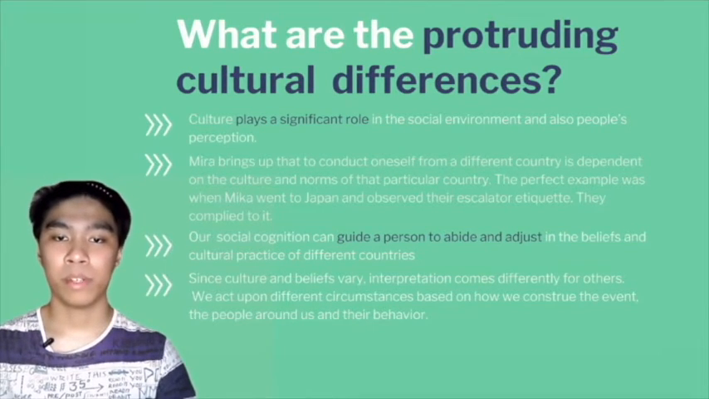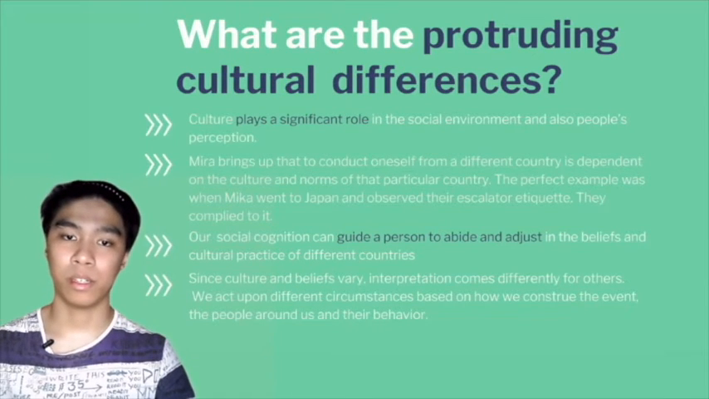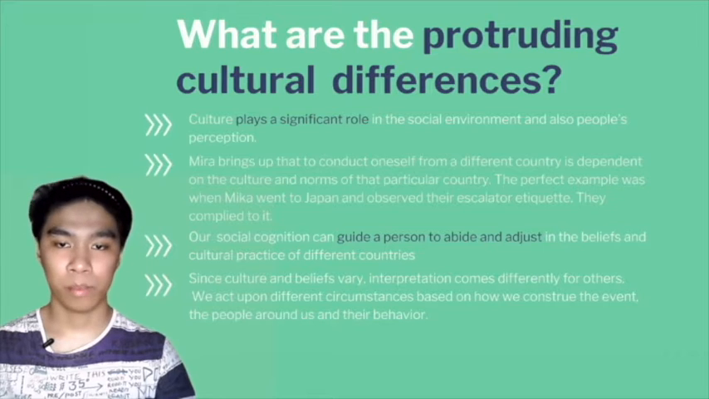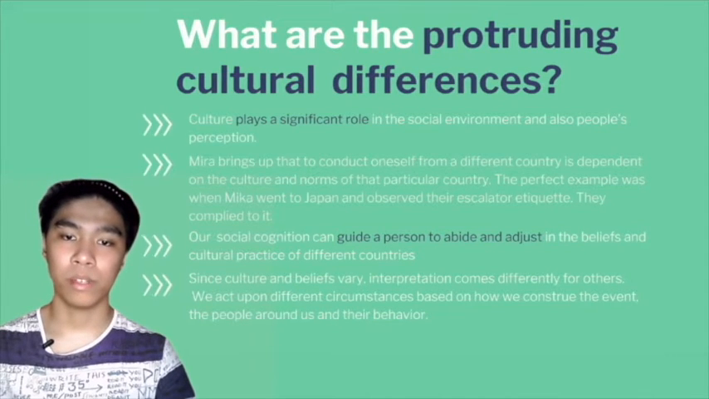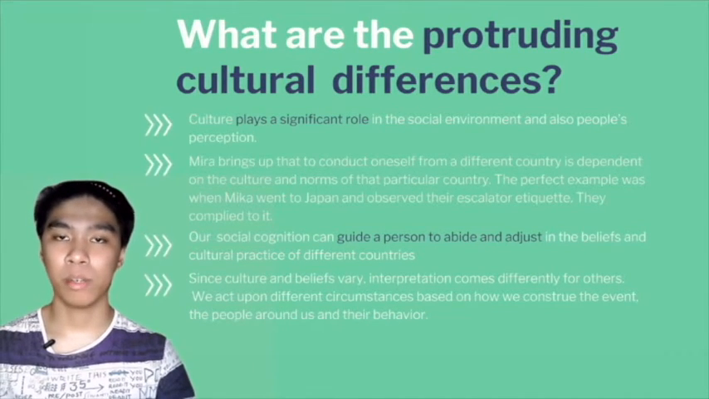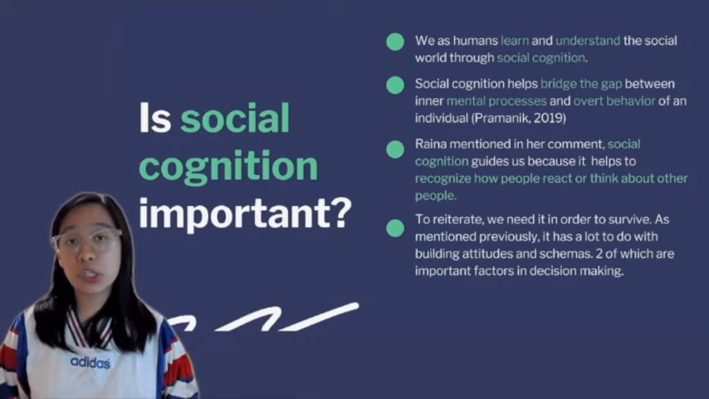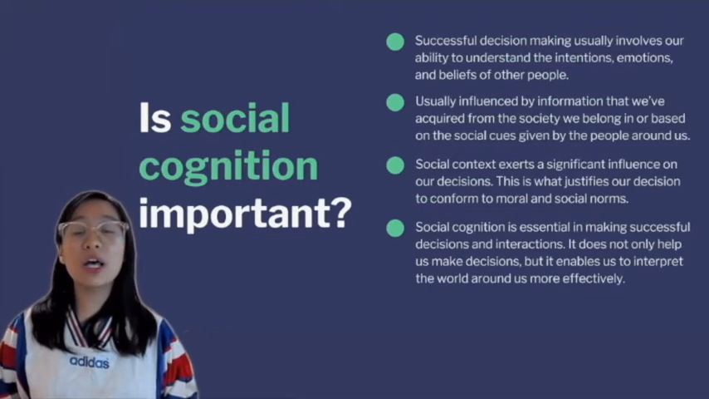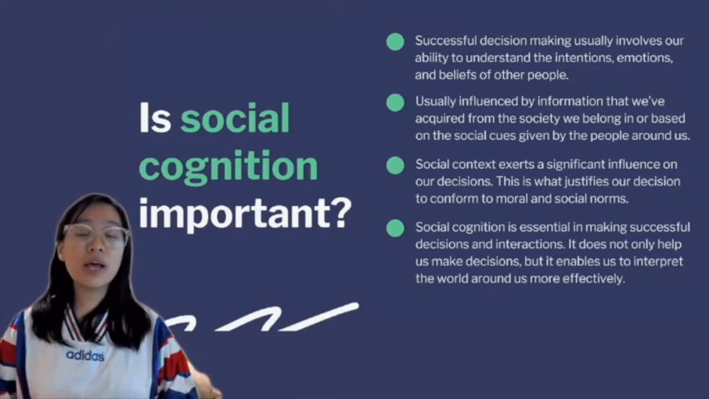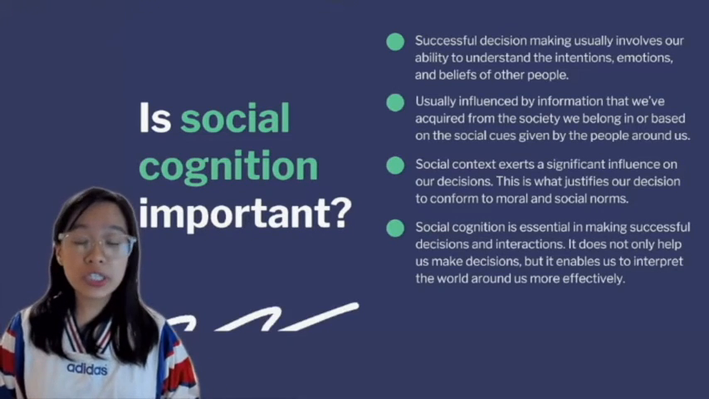Since people differ in beliefs and cultural practices, we interpret situations differently. We act upon different circumstances based on how we construe the event, the people around us, and their behavior. So now that we've refreshed ourselves about the definition of social cognition, attitude, schema, and the relevance of it all, we could now ask ourselves, is social cognition important?